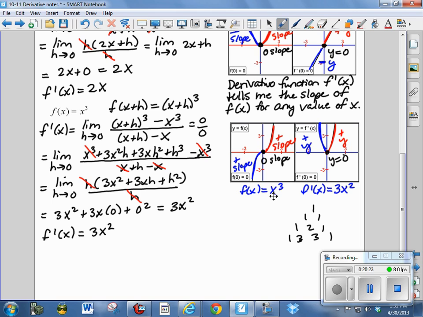So this helps us to find the tangent line or the slope of the tangent line for any value of x. Then in our next video, we're going to look at the power rule, which tells me how to quickly find these derivative functions without having to go through this whole limit process.